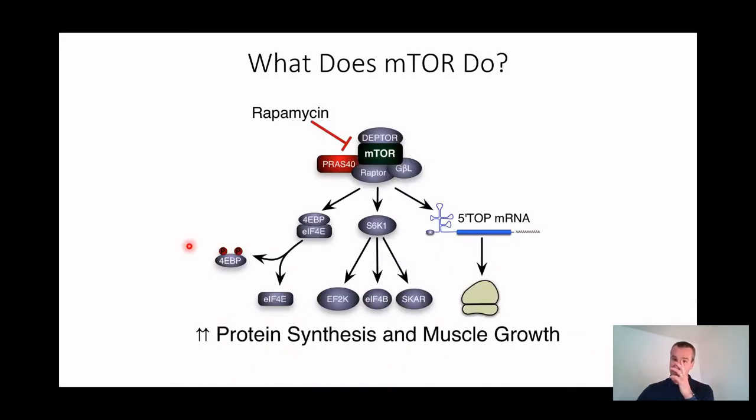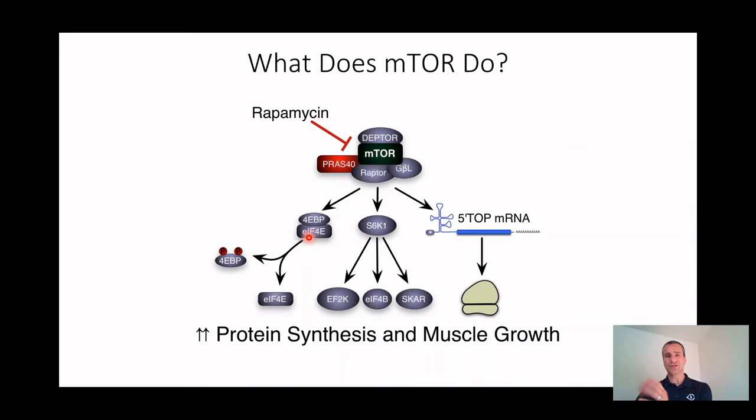So how does it do this? Well, we're going to talk about these types of pathways, but this is the type of thing that mTOR does. In this diagram, I have mTOR up here, and it's phosphorylating. That's what the arrows are signaling.